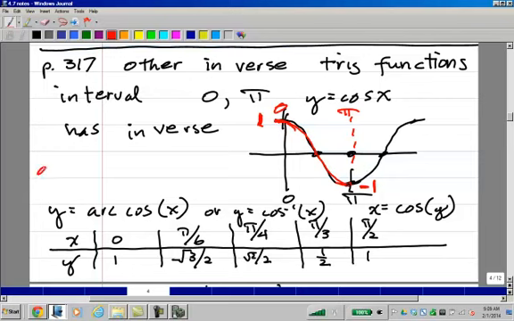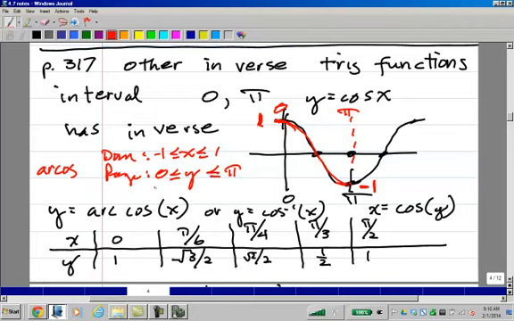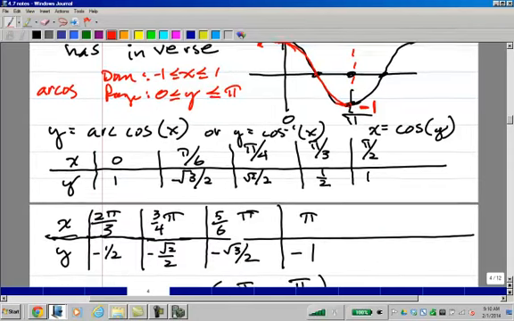Okay, so the arc cosine, the domain, just like the sine, has to be x less than or equal to 1, greater than or equal to negative 1. But the range is y less than or equal to pi, greater than or equal to 0, or y less than or equal to 180 degrees, and greater than or equal to 0 degrees. Okay, now here we go into a graph of the arc cosine, etc.